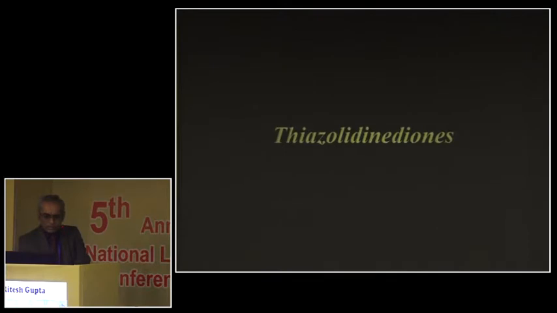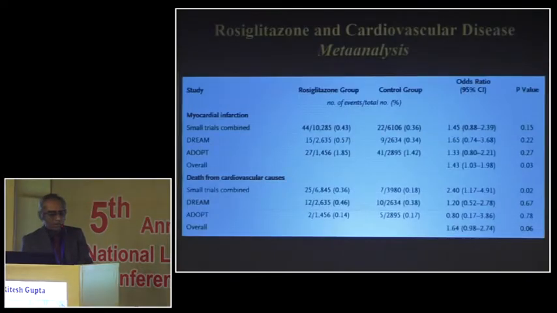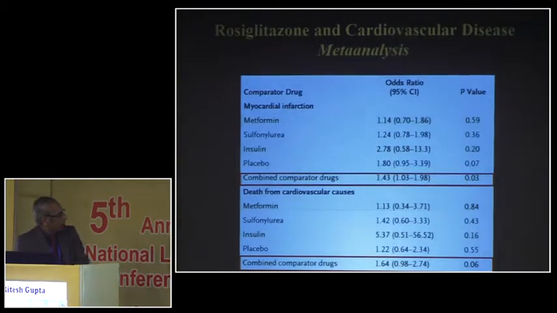Now thiazolidinediones. I'll start with a drug which is not available currently, rosiglitazone, but we have used it earlier. It all started with a meta-analysis by a gentleman called Nissen in 2007, in which he did a meta-analysis of 42 trials on rosiglitazone and assessed the risk of myocardial infarction. And this is what he reported, that if they took all the trials together, the myocardial infarction was significantly increased, the death from cardiovascular causes was significantly increased when they used rosiglitazone. And when they compared with other drugs, it was significantly increased.